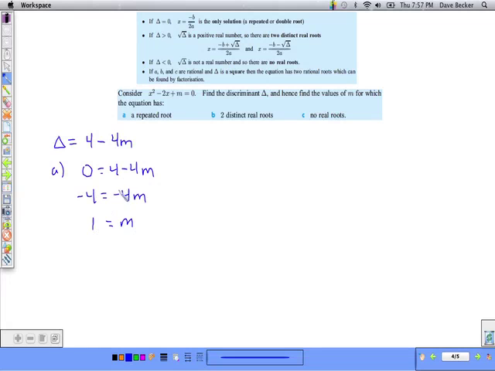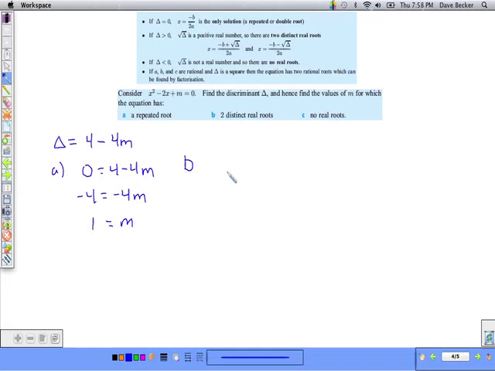So in order for me to get a repeated root, I need just one solution, which again, would factor into a repeated or double root. And for that to happen, I need m equal to 1 for this particular equation, because that would create a discriminant of 0, and I wouldn't be able to add or subtract anything, and I would get one solution. But again, that is a repeated root.